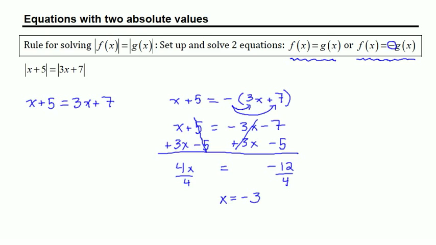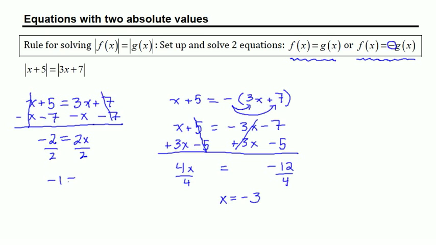Now we come over to the first equation and solve it as well. I'm going to choose to move my x's over to the right this time so that I'll have a positive coefficient. That's going to be 2x, and I'll then move this 7 over to the left to get it away from the x, so that on the left-hand side I have negative 2, divide both sides by 2 to get x equals negative 1. So my solution set in roster notation would be negative 1 and negative 3 in any order.